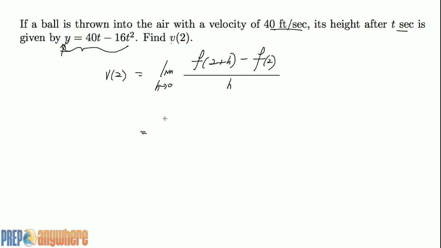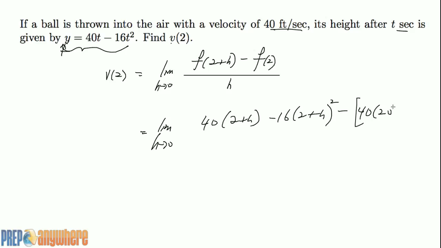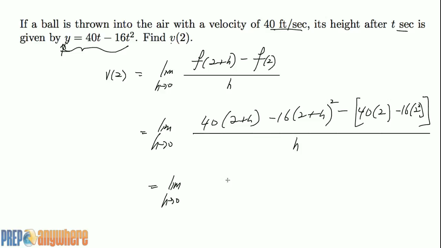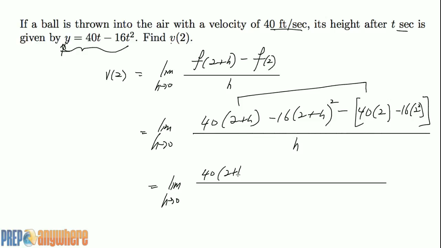So let's replace now the f with 40t minus 16t squared. So 40(2 plus h) minus 16(2 plus h) squared, minus, plug in 2 now, 40(2) minus 16(2 squared). Okay, so I'm going to pair these two together. So you get a group of 40 with a 2 plus h and minus 2.